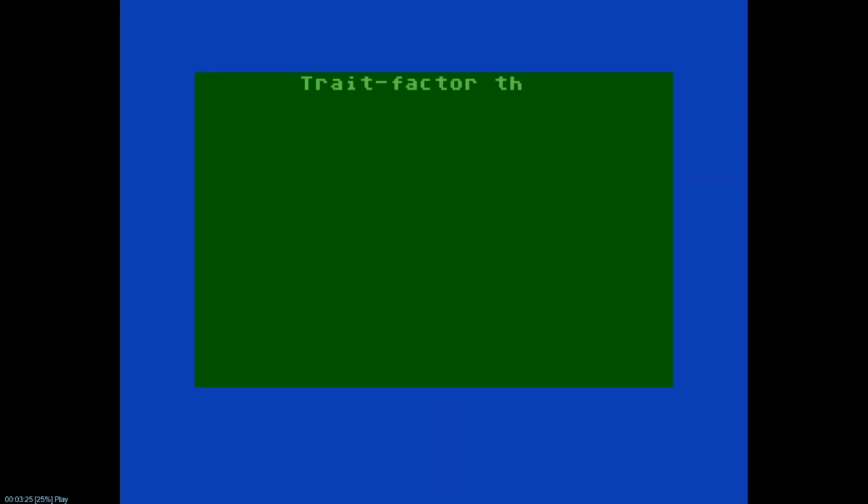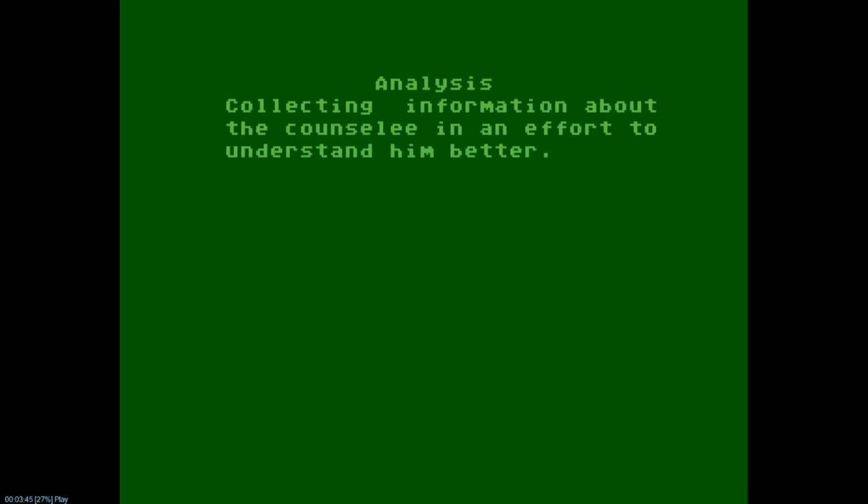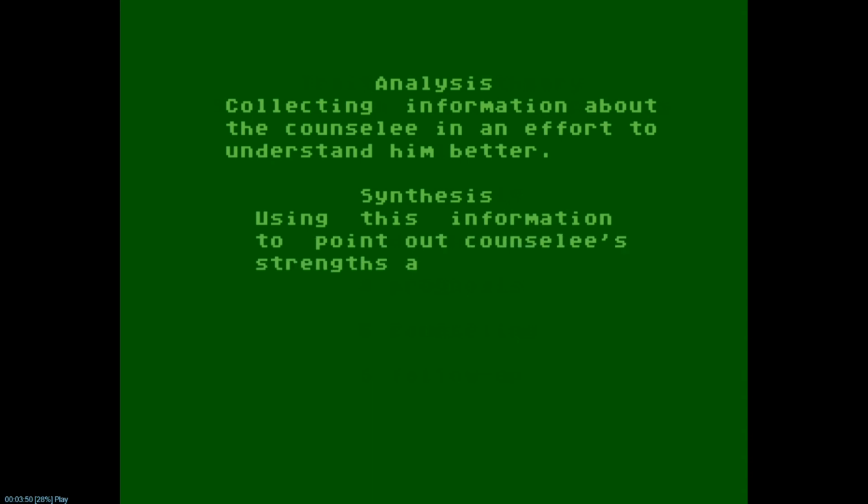Yes. The counselor using trait factor theory will generally follow 6 steps in his counseling process. They are analysis, synthesis, diagnosis, prognosis, counseling, and follow-up. Analysis refers to collecting information about the counselee in an effort to understand him better. Synthesis means using this information to point out the counselee's strengths and liabilities.